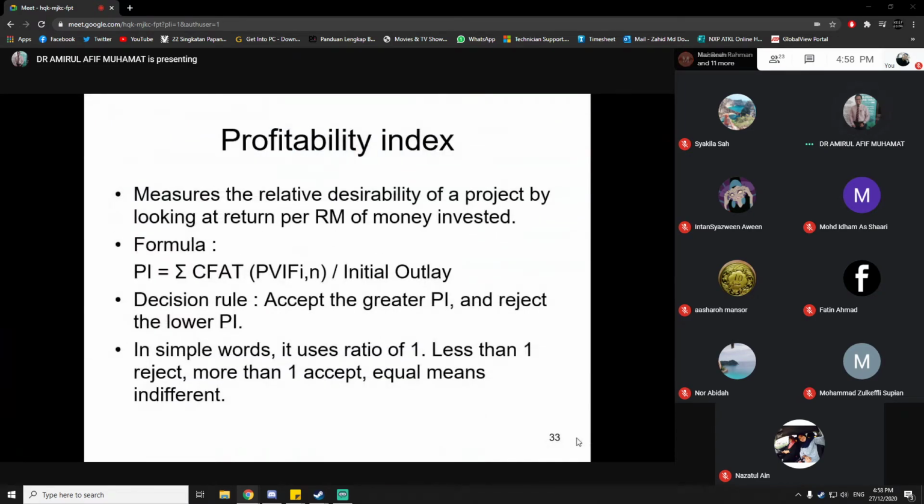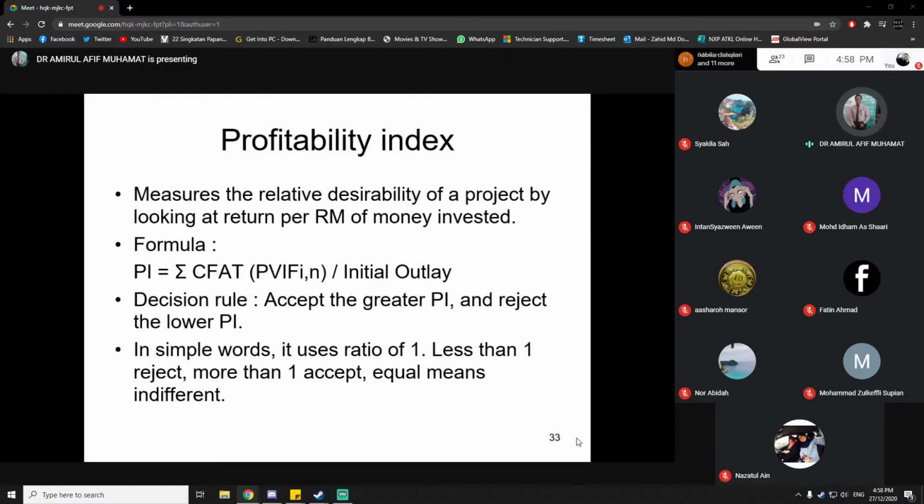Okay, if there's no question, I'll proceed. So the other one here is another technique. The first technique is payback period. The second technique is NPV, net present value. The third one is profitability index, PI. For PI, this is an extension from the NPV, the net present value method.